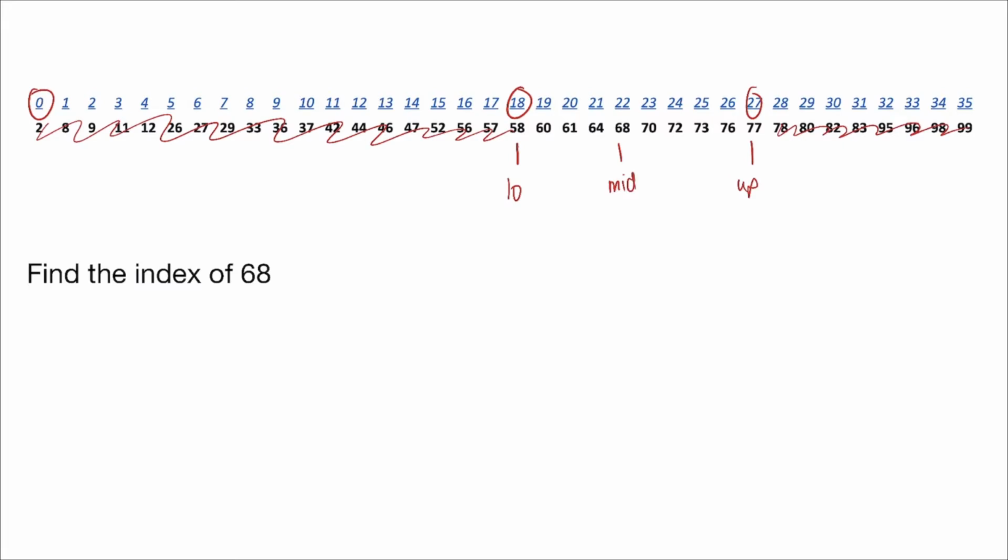And now we have 68 there. Well, is that the element that we wanted? Yes, it is. So at this point, we can stop because we found the element that we want. So we return 22 to the user and we're done.